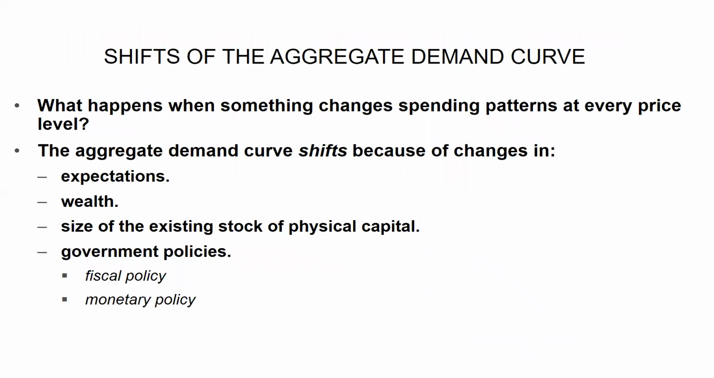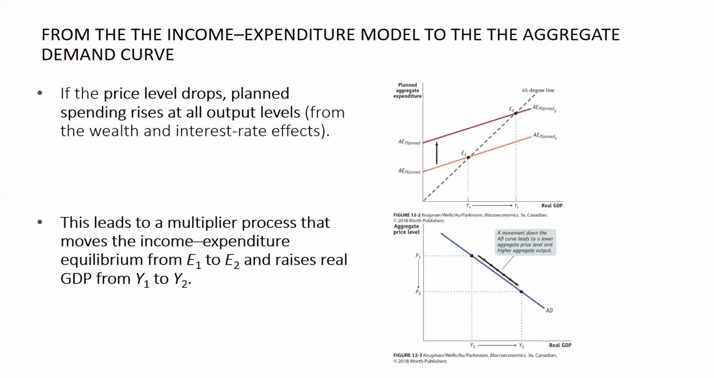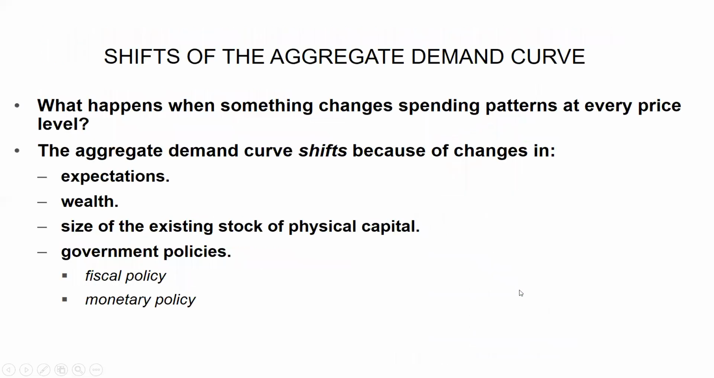Now, the factors that are going to change things are very similar to anything that we discussed in the aggregate expenditure model. Anything that is not a change in the price will be. If we change the price from P1 to P2 here, we're moving along the aggregate demand curve. But anything that is not a change in the price that will affect aggregate expenditure, maybe expectations, maybe wealth, maybe the size of the existing stock of physical capital, government policies like fiscal policy or monetary policy.